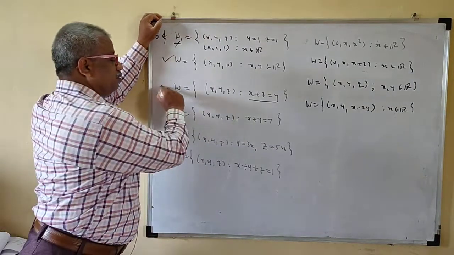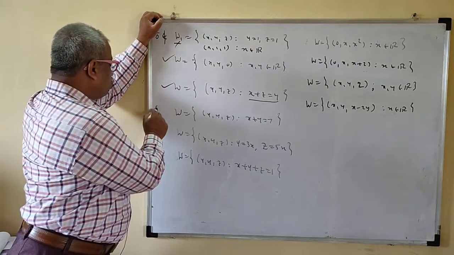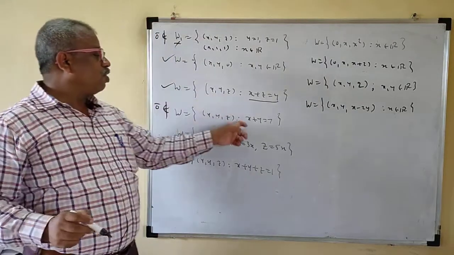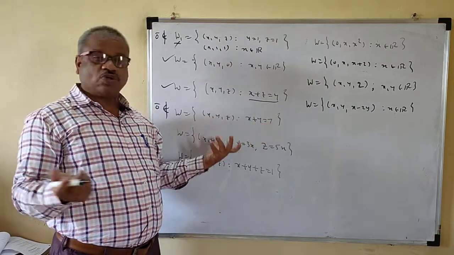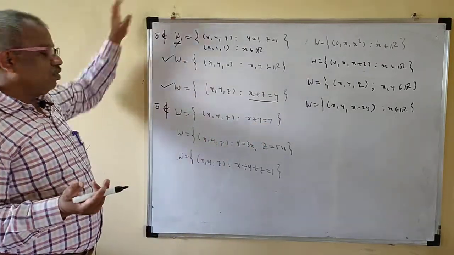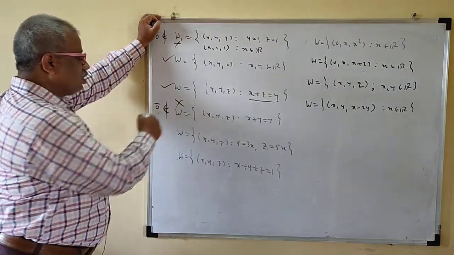It is the subspace. Now here, 0 bar does not belong to this, because 0 plus 0 is not 7. So that means 0 bar does not belong to W. W is not a subspace. So this is not a subspace.